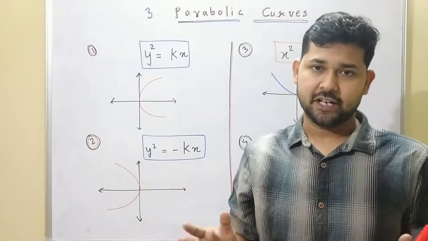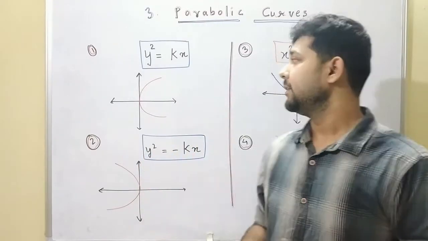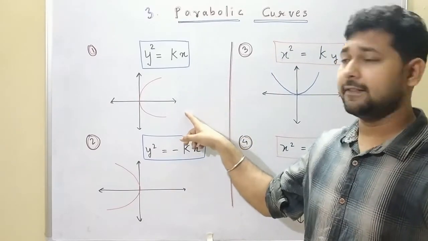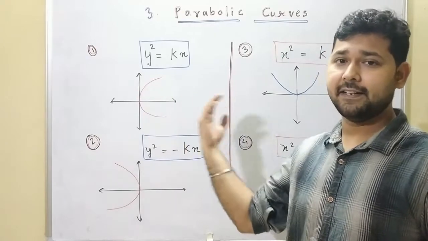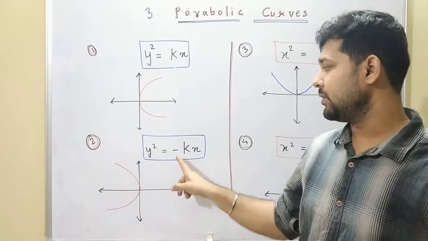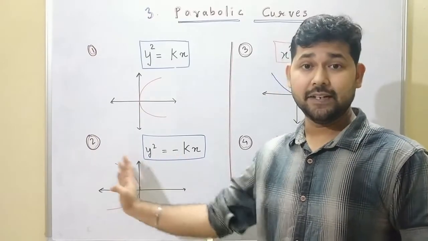Third type, parabolic curves. There are four parabolic curves that you need to remember, and they are important. Let's go with the first: y square is equal to kx. This is the graph that is opening toward the right-hand side. The second equation is the same equation with a negative sign, so the opening is toward the left-hand side.